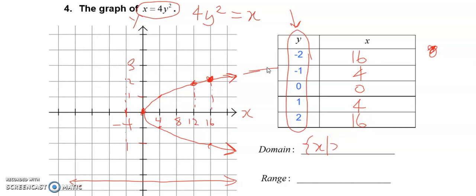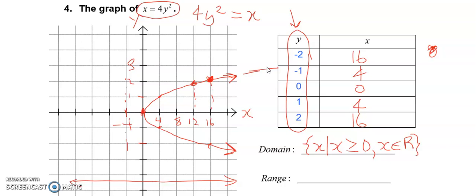And we would have to write the restriction in as x greater than or equal to 0. Notice it can be equal. And what kind of numbers? Well, real numbers, because it's a continuous graph. All right, all the real numbers are there.